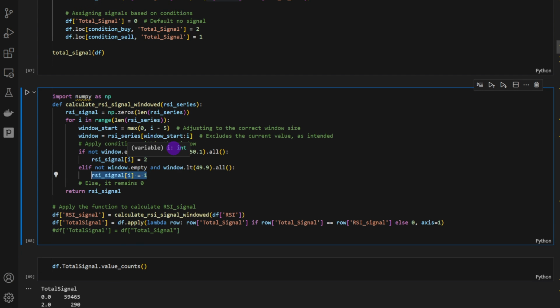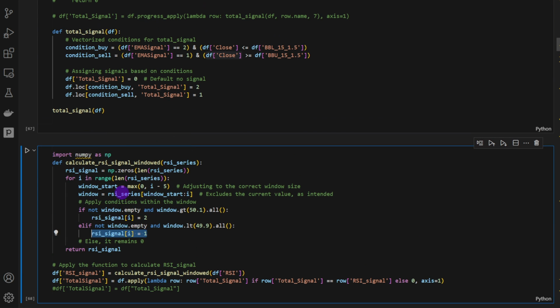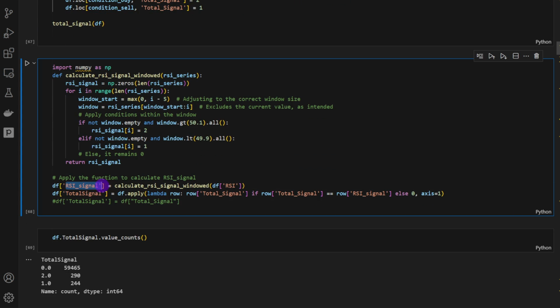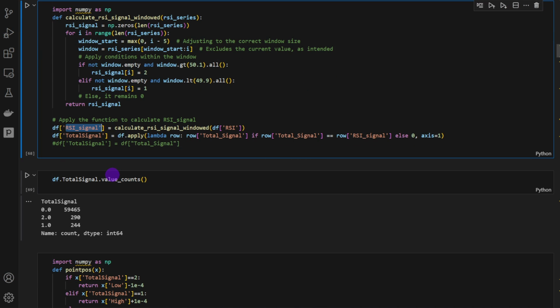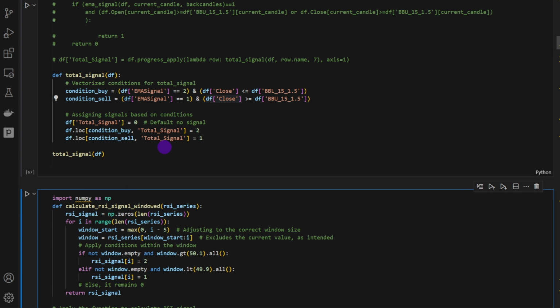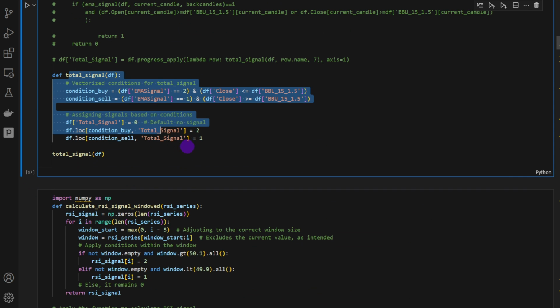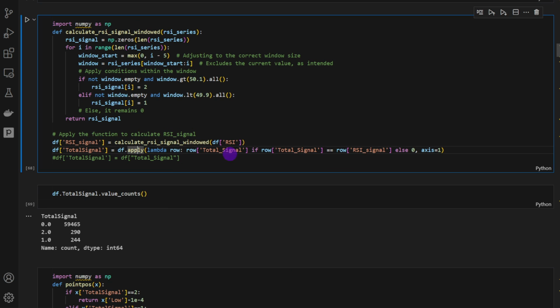So if both the EMA signal and the RSI signal are showing bullish, then they are confirming each other. Same thing for the bearish signals. In any other case, we return 0 and we don't take the trend into consideration. So I added this part. It's a new column called RSI signal in the data frame. And then we have the total signal, which is now also considering the RSI signal. So what was previously called the total signal is now also inclusive of the RSI signal.